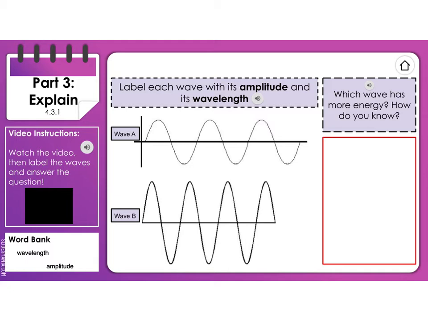Watch the video. Again, always, whatever they ask you to do, there's a reason for you to do it. So watch the video, measure the wave, look at how you could measure the amplitude and the wavelength, and then talk about which wave has more energy and how do you know that. So go back to your reading and think about how would you know which has more energy.